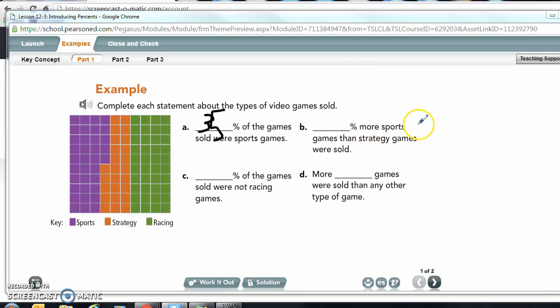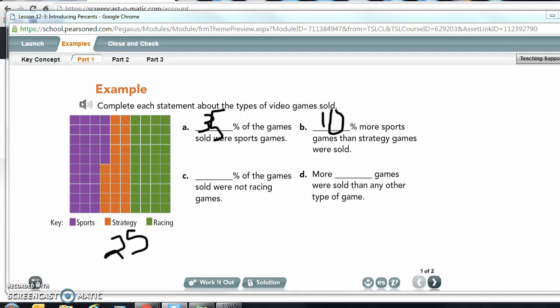Blank percent more sports games than strategy games were sold. So sports was 35. Strategy is going to be 10, 20, 21, 22, 23, 24, 25. So they want to know how many more percent-wise sports games were sold than strategy games. Well, if sports was 35 and strategy is 25, how can I figure out how many more sports video games were sold than strategy? Well, subtract 35 minus 25, which will give me 10, which means 10% more sports games were sold than strategy games.